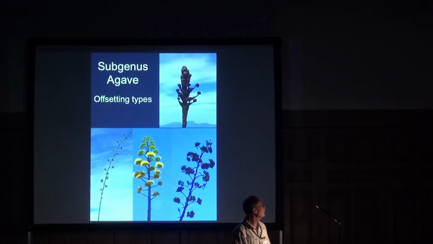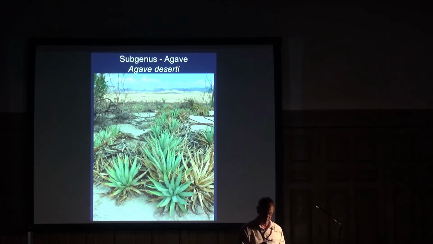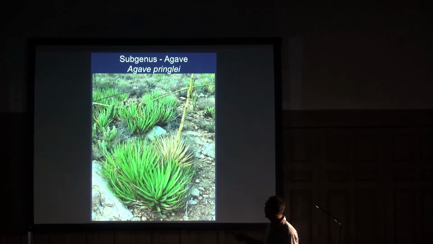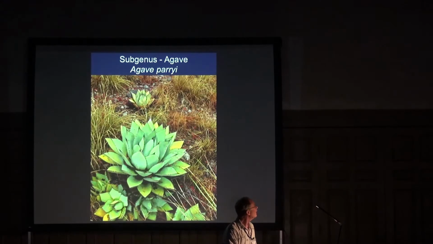So offsetting types, and we'll look at some in the subgenus Agave. Agave deserti, you can see it produces a lot of offsets, and this one's died off, and there are offsets going, and they make great big clusters of plants for this species. Agave pringlei, same type of thing. You can see this plant's flowered and died. There's the next one. One of these two will go next, but there are plenty of offsets here, and there are offsets going off of it, making a big cluster over here, more clusters over there. So we have the unbranched type producing offsets as well. Or the branch types, I'm sorry.